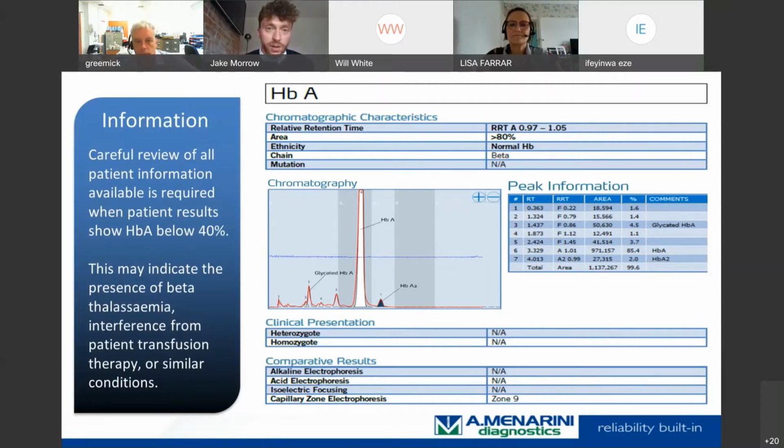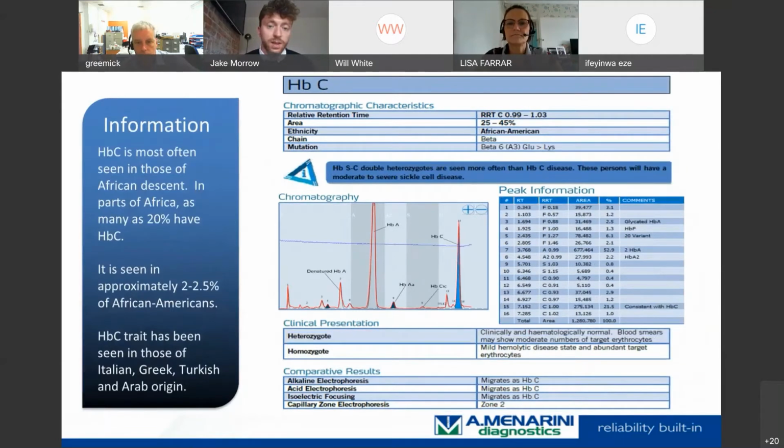At the bottom here, I'm just going to quickly flick to another one so you can see a few different ones. At the bottom here, you have comparative results. So you don't just get what the likely output would be on HPLC on the Hb9210. You also get what it would be on electrophoresis and isoelectric focusing. And as we mentioned before, as the PHE recommend multiple methods to screen for hemoglobinopathies, that's a really neat tool for the experienced user as a sense check, and also as a training and learning tool for the less experienced biomedical scientist or consultant.